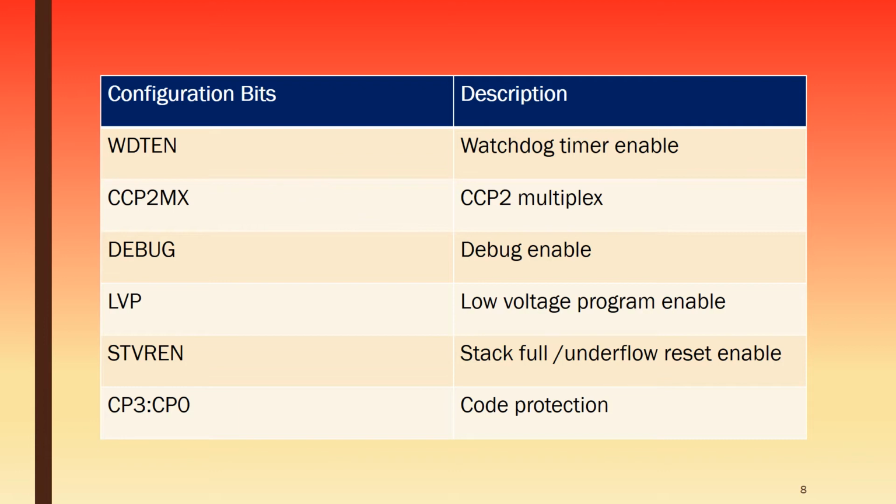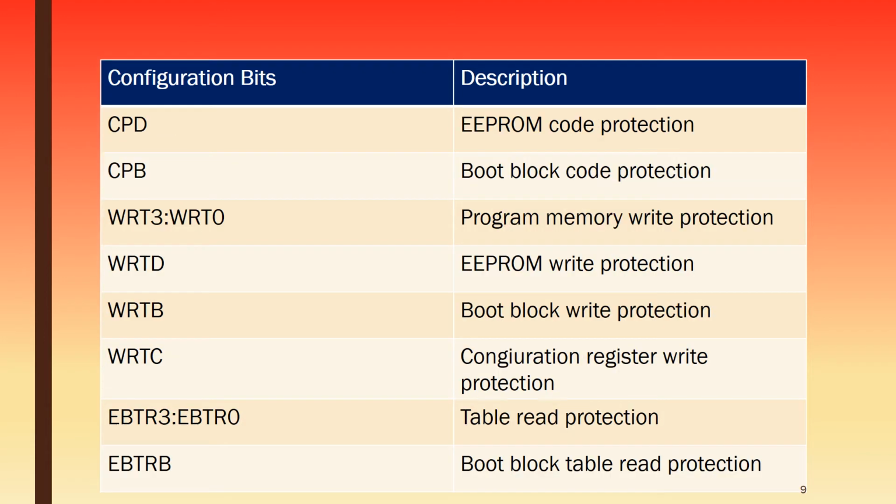STVREN is stack full underflow reset enable. Then CP3 to CP0, this is code protection. Then CPD is EEPROM code protection. CPB is boot block code protection.